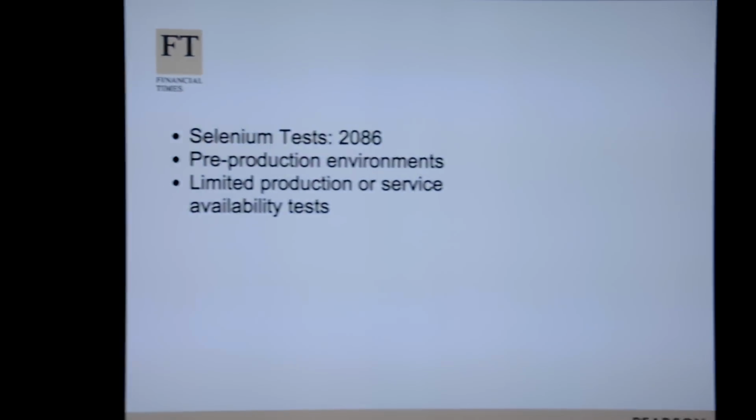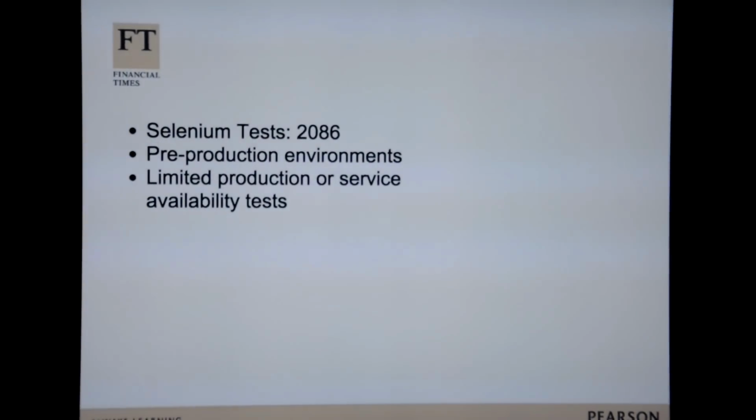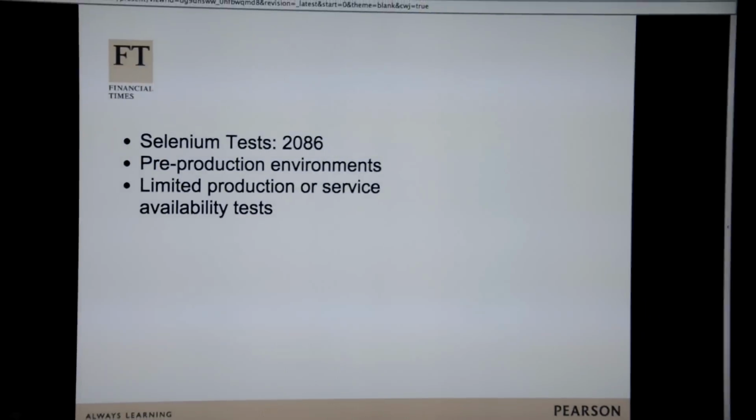So in terms of numbers, we have more than 2,000 Selenium tests that we run across different pre-production environments. In terms of pre-production environments, we have CI, QA, and test, which is our staging environment, controlled and a mirror of our production environment. And we have a limited number of tests, which we call service availability tests, that we run live as well. Some of those are Selenium-based tests, and some are standard Apache HTTP client tests that we use to run against different Apaches and Tomcats to make sure that everything is up.